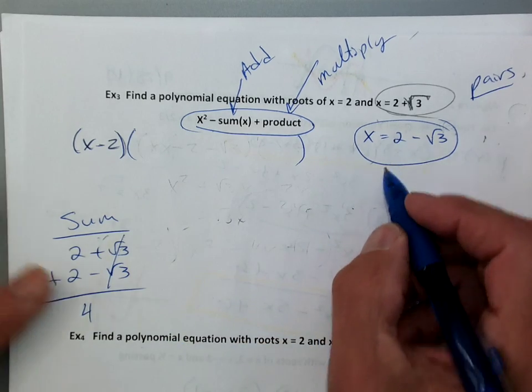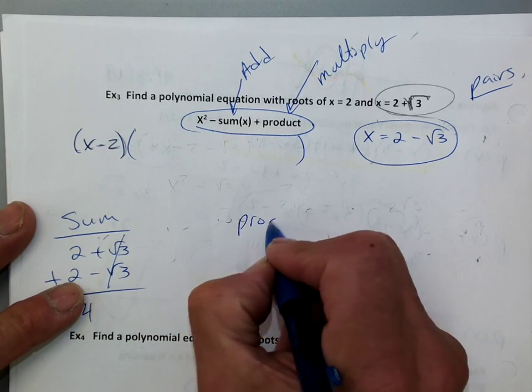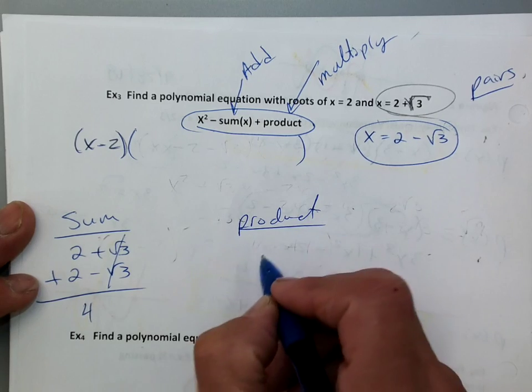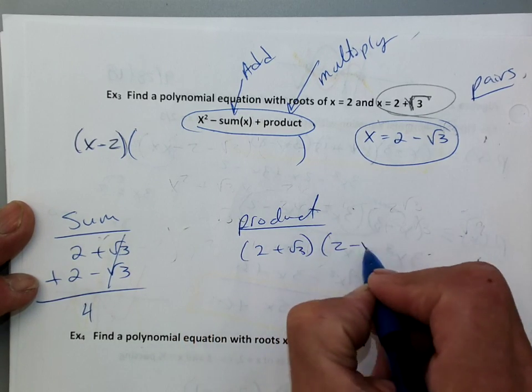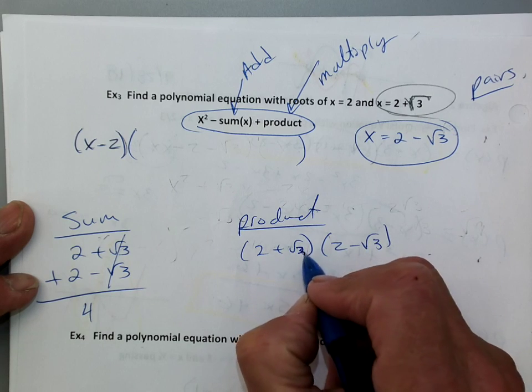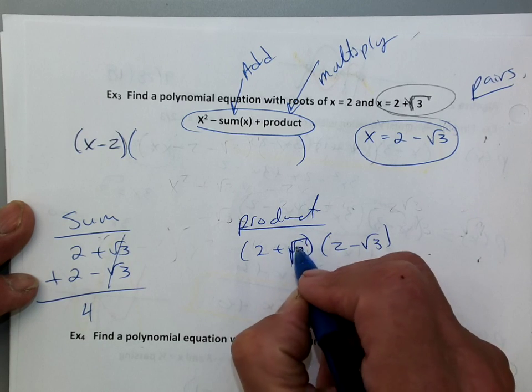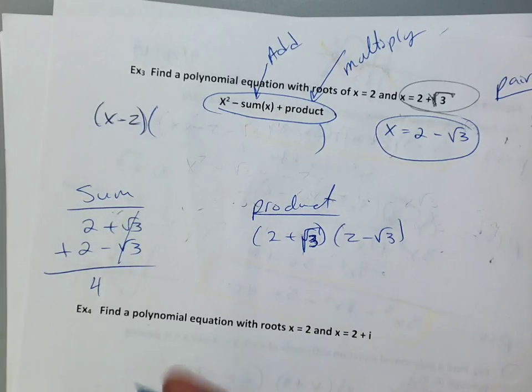Now the product means to multiply, so I'm going to go product here, and that's going to be a 2 plus the square root of 3 times a 2 minus the square root of 3. Kind of sloppy, there we go. It's a cool trick, because the other option is the way I showed you in the erase. That's a pain, huh? So let's multiply.